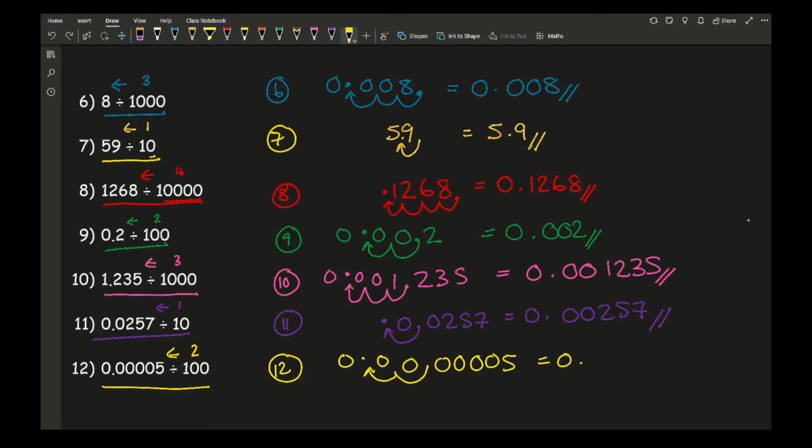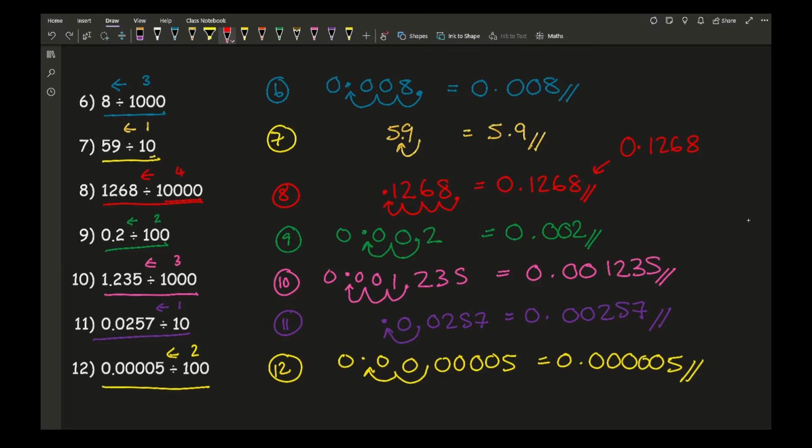Now, a common question I always get asked when I'm teaching this is, what happens if I forget to write the 0 at the front? Like, could I leave the answer, for example in question 8, as 0.1268 and still get full marks? Now, technically, yes, but I would strongly urge you that if you haven't got a number in front of the decimal point, just stick a 0 there.